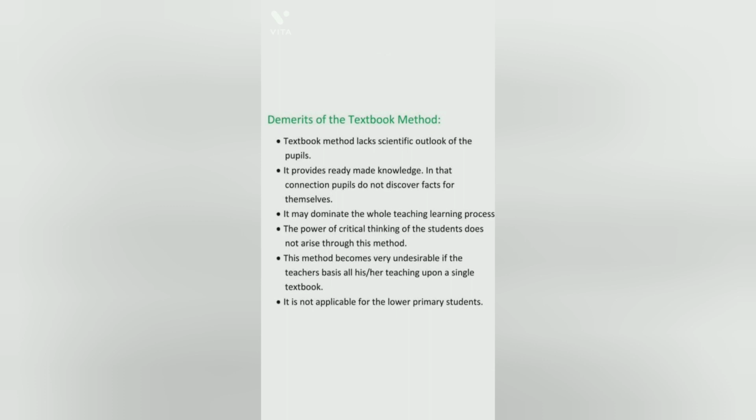The textbook method is not free from criticism. People criticize it as limited, tedious, boring, burdensome, a millstone round the neck, etc. But it is unanimously admitted that the textbook is the most useful instrument for the teacher and students of social science. So, the first point of demerits is textbook method lacks scientific outlook of the pupils.